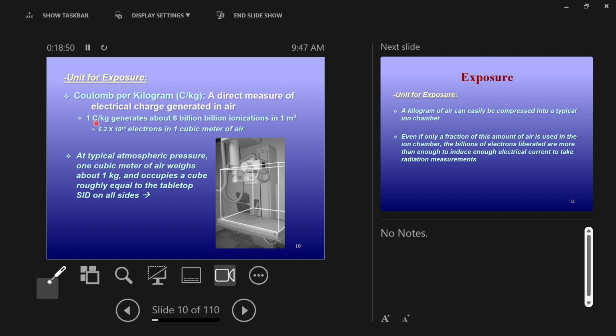It's an amount of electricity. Remember, the Coulomb is an amount of electricity. It's 6.3 times 10 to the 18 electrons liberated. If this were an electric circuit, 1 Coulomb of electric charge would be 1 amp moving through the circuit. So if you've been with me for long enough, you've heard about the amp. It's 1 amp moving through an electric circuit, 6.3 times 10 to the 18th electrons moving. This is just a static amount of charge in the air. So if you create 1 Coulomb of charge in a kilogram of air, you've made an exposure of 1 Coulomb per kilogram.